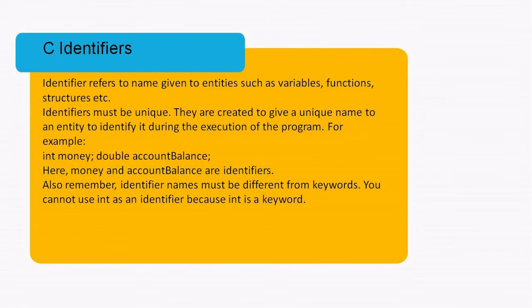C identifier. Identifier refers to the name given to entities such as variables, functions, structures, etc. Identifiers must be unique. They are created to give a unique name to an entity to identify it during the execution of the program. For example, int money; double accountBalance; here, money and accountBalance are identifiers. Also, remember an identifier name must be different from keywords. You cannot use int as an identifier because int is a keyword.